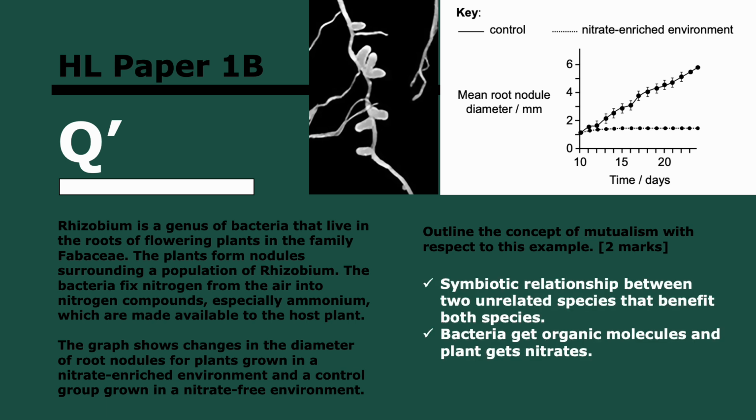All right, so there's clearly a symbiotic relationship between two unrelated species, right? The Rhizobium and the Fabaceae. This is again in the syllabus, so you can go back and watch that video. But the bacteria get organic molecules from the plant, from photosynthesis, and the plant gets nitrates, which are often very hard to get for plants.